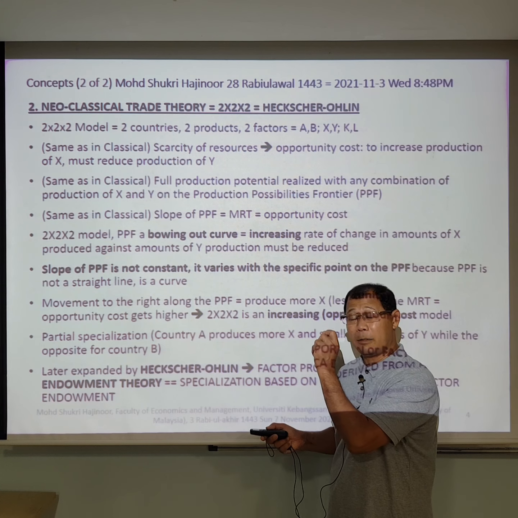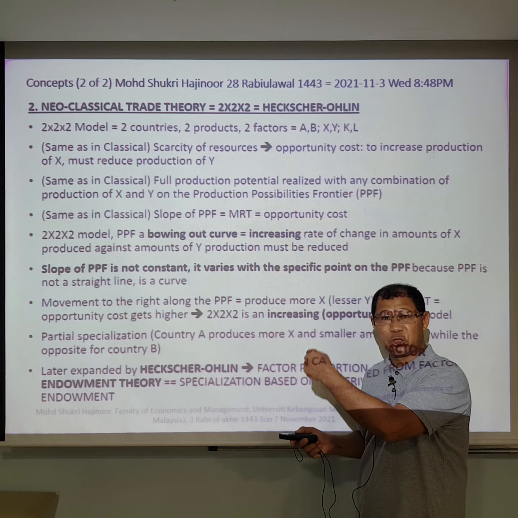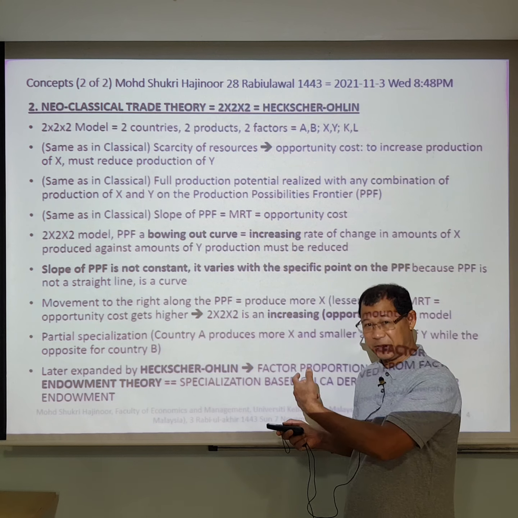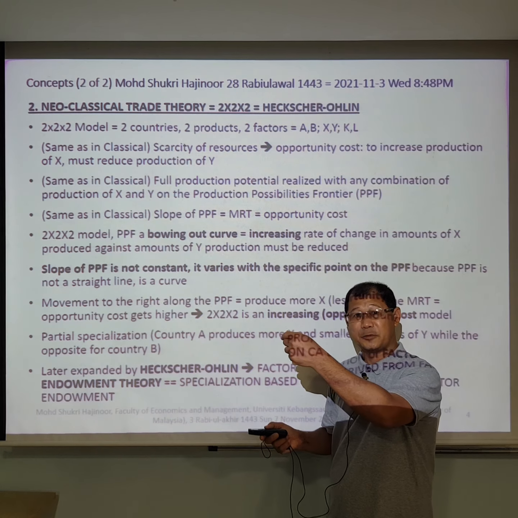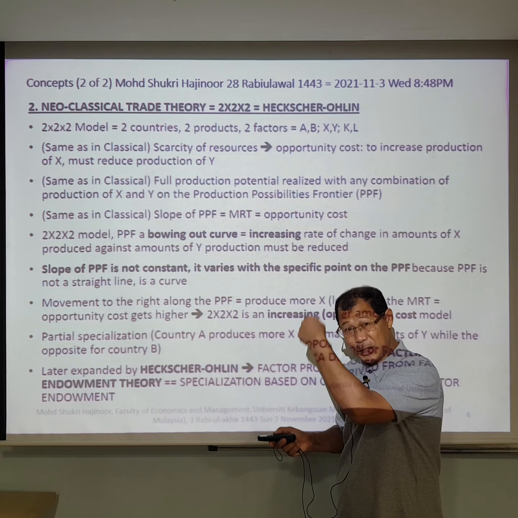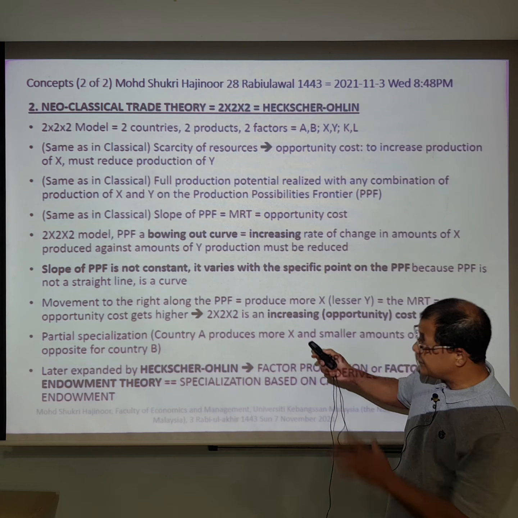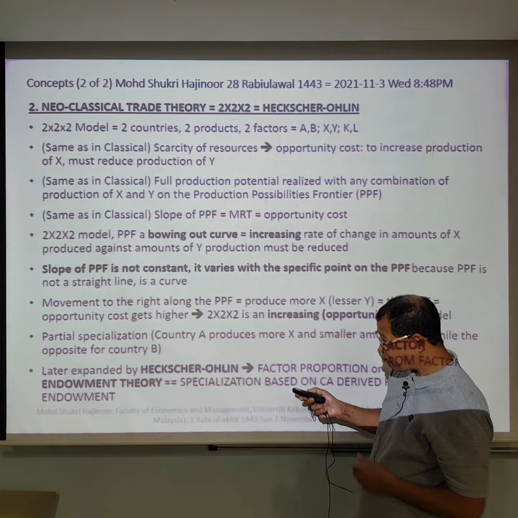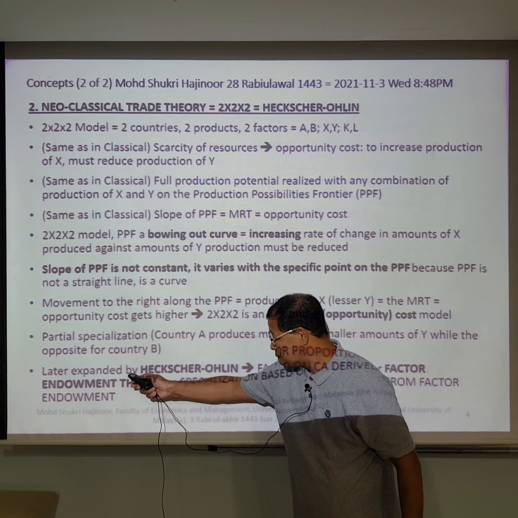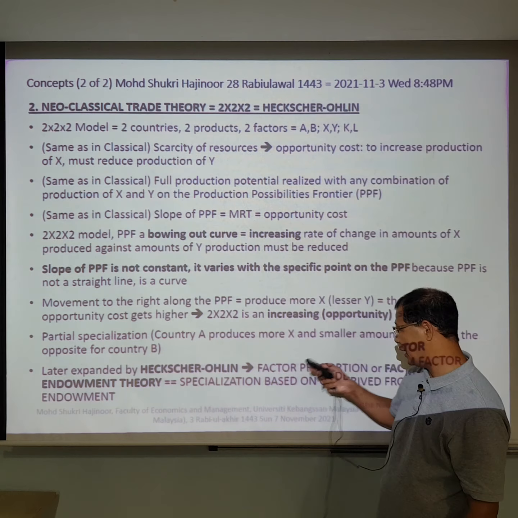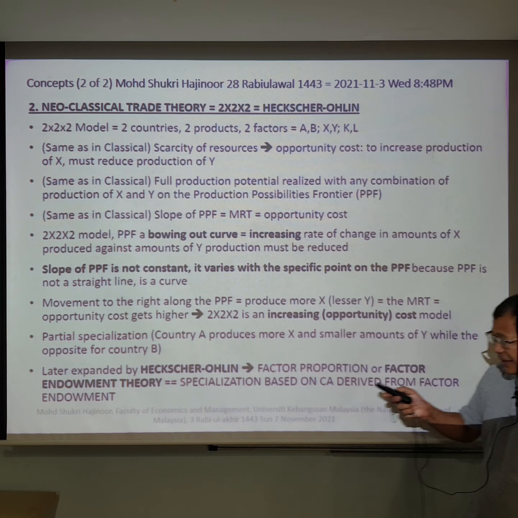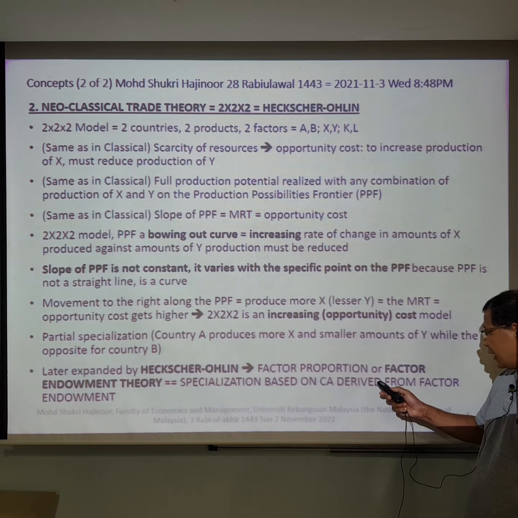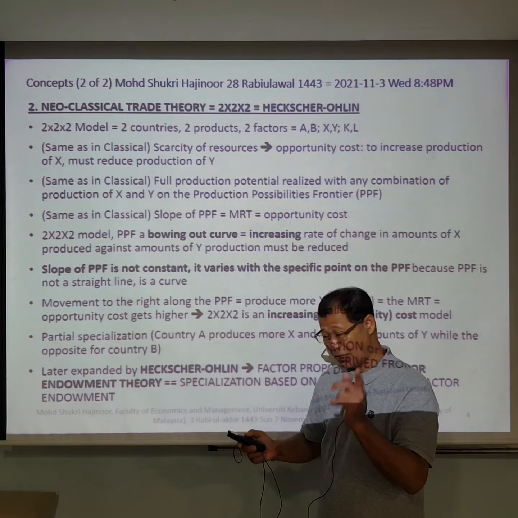They produce a combination of good X and good Y. More X for country A, specialized in X. More Y for country B, which specializes in product Y. Later, in chapter 3, this increasing cost theory is expanded by Heckscher-Ohlin with the factor proportion or factor endowment theory. Specialization based on comparative advantage derived from factor endowment, as I mentioned earlier.